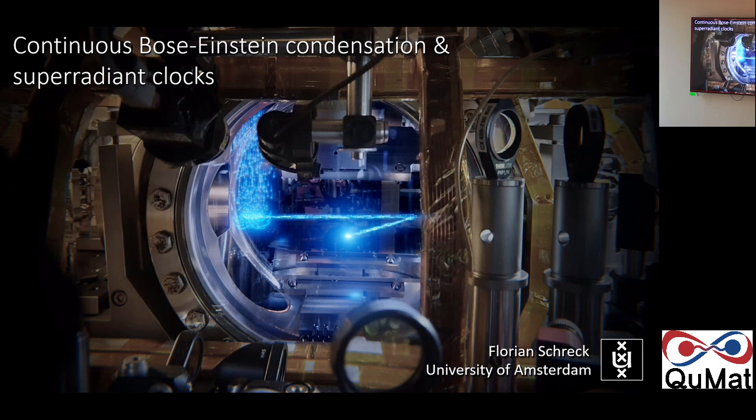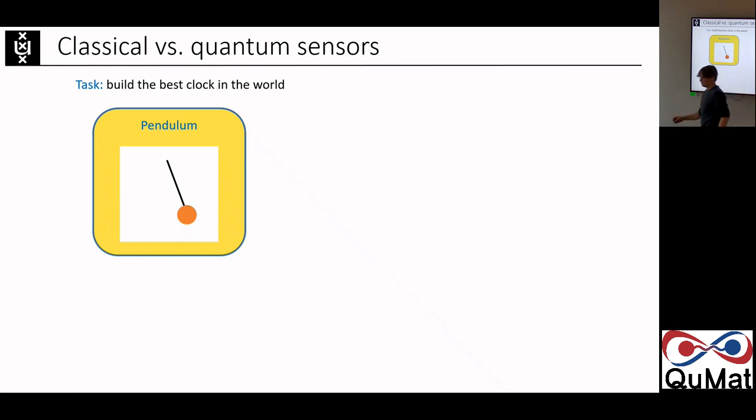So I'm going to speak about continuous Bose-Einstein condensation and superradiant clocks. And that's in the field of ultracold quantum sensing. And let's introduce this a little bit with the example of a clock, which is a sensor that senses the flow of time. So if you lived like 200 years ago, and the king ordered you to build him the best clock in the world, then you probably used just a pendulum as the frequency reference for your clock.